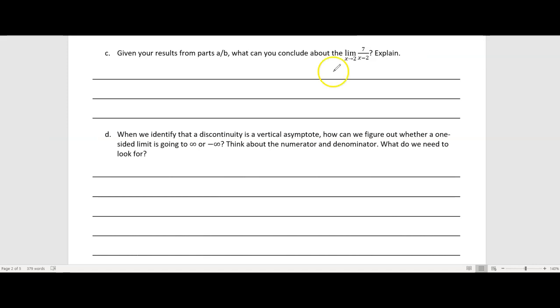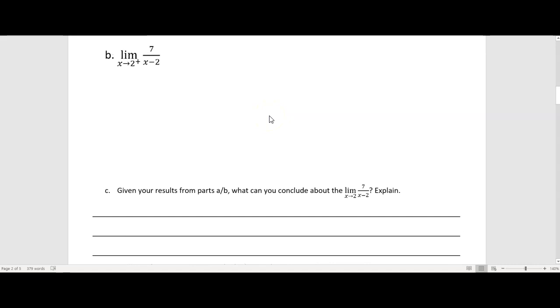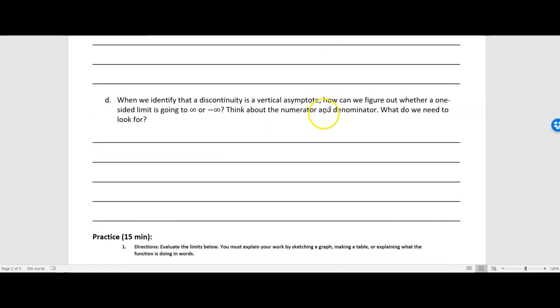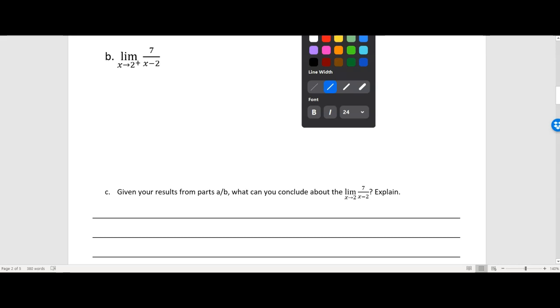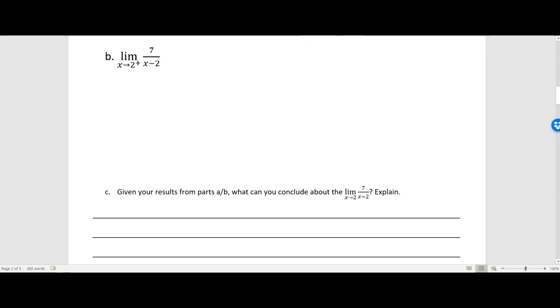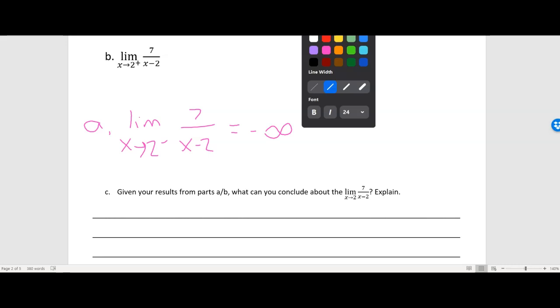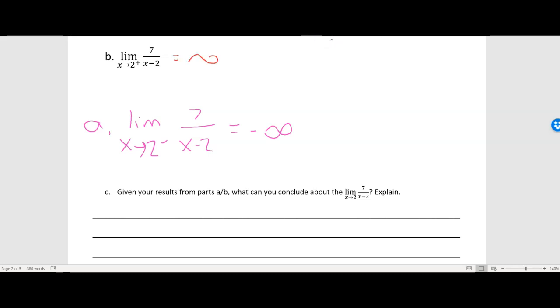That being said, once we find out what our one-sided infinite limits are, we then need to make a judgment about what our actual limit is going to be. So I'm going to rewrite what our one-sided limit was here for A. Okay, so this one-sided limit was going to negative infinity, and this one-sided limit up here was going to positive infinity. And now we need to talk about the actual limit.